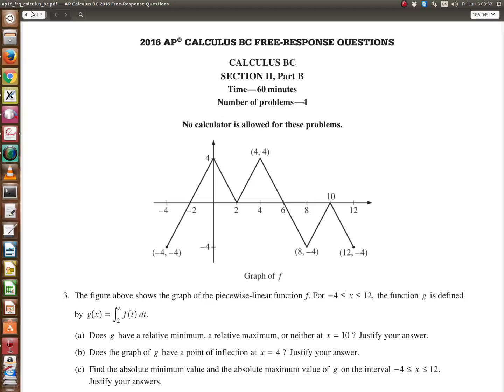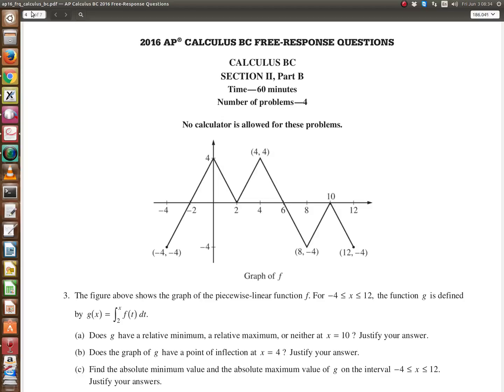Justify your answer. Well, to find mins and maxes, we usually look at g prime, right? If we're finding mins and maxes of g. Now, g prime, according to the fundamental theorem of calculus, part 2, is f of t composed with x. So, if f is the graph, g prime of 10 is 0. So there's a critical point.